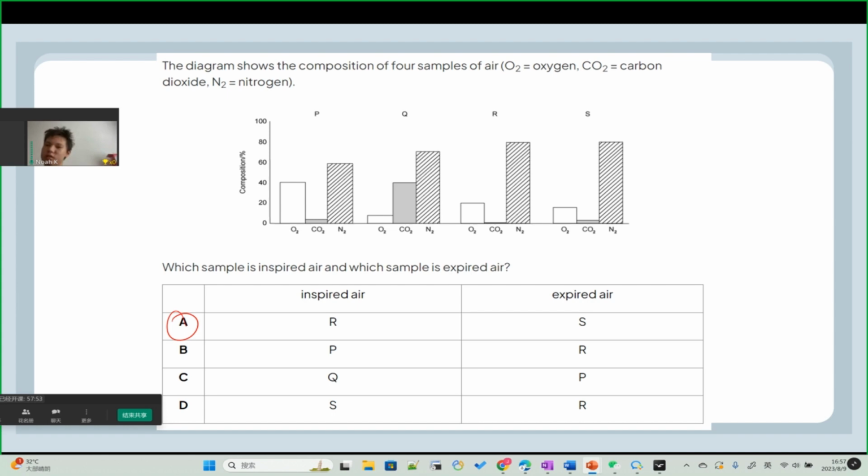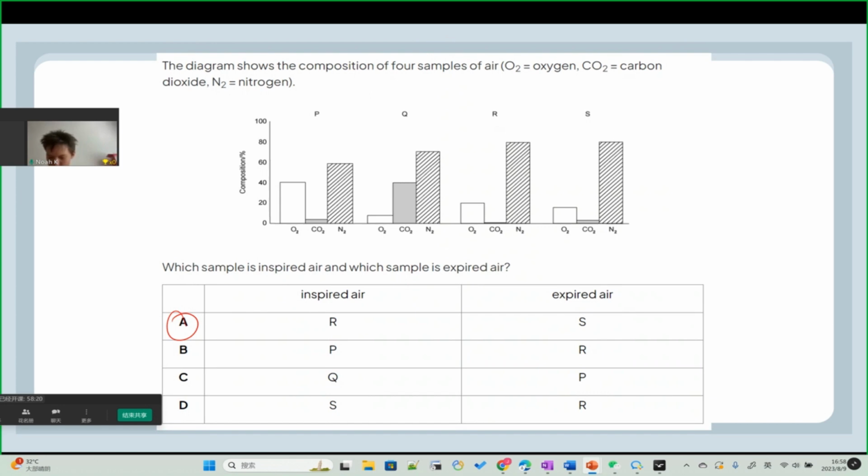So why did you choose it? Oxygen is less when expired, and that can be seen in S where it's less than R. Very good. And then carbon dioxide is more. Yep. The nitrogen remains constant, right? Yeah.